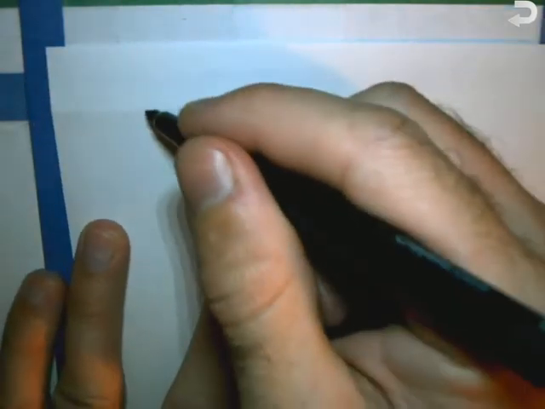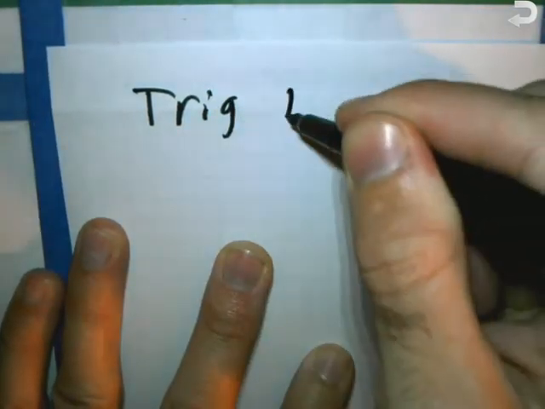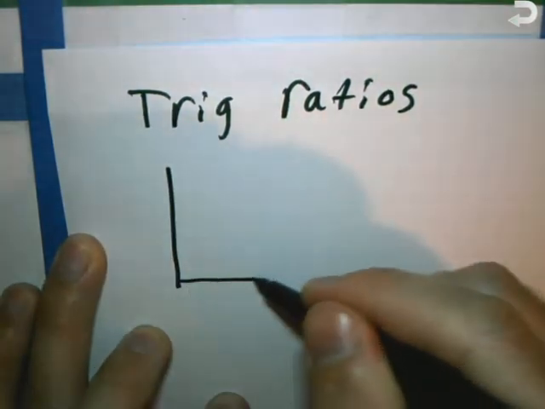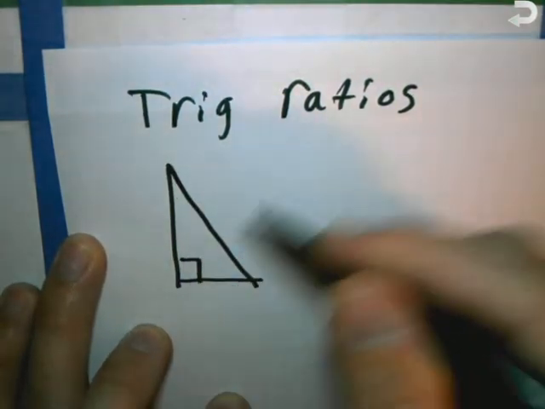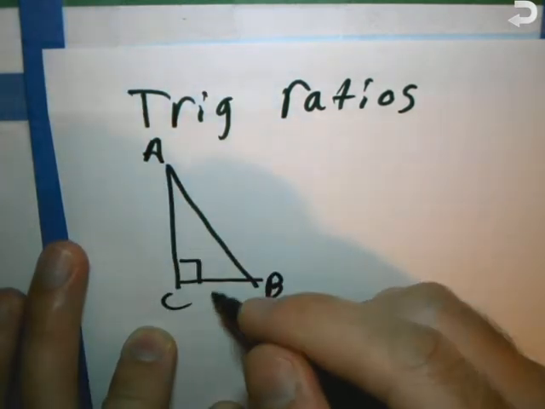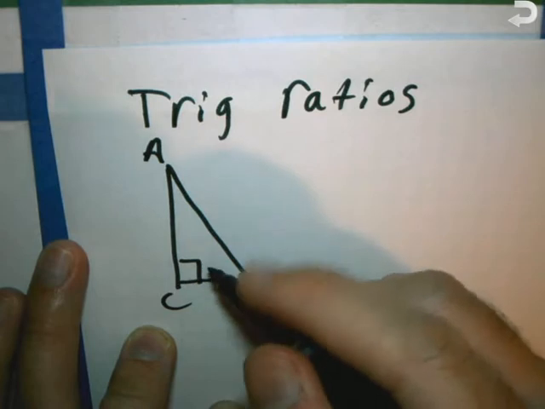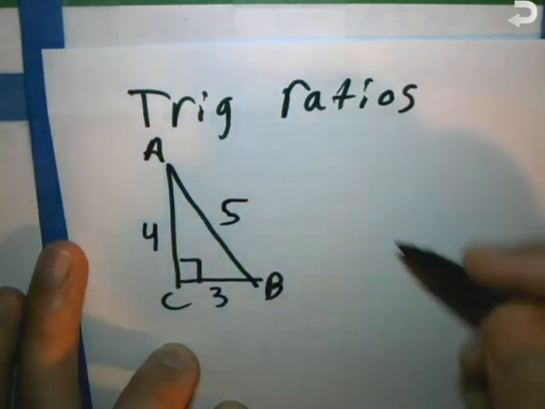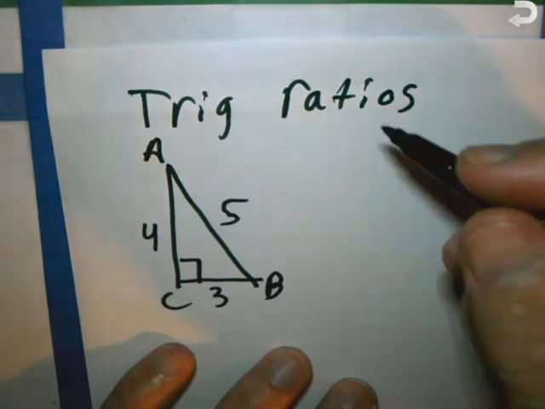Okay, we're going over trig ratios today. So trig ratios. If you've got a right triangle like this, let's call it A, B, C, and let's say we've got a 3, 4, 5 triangle.